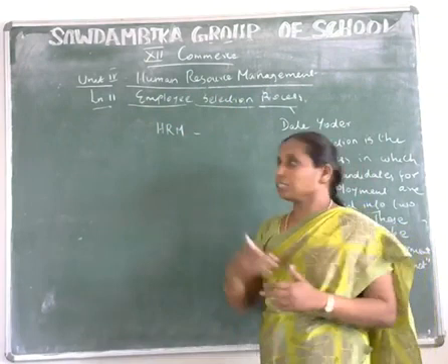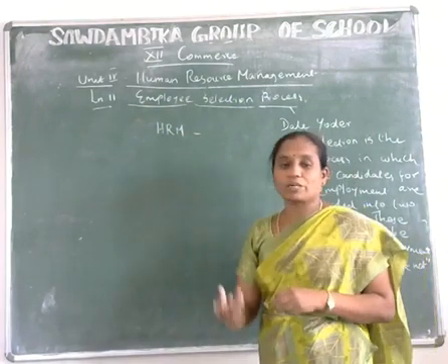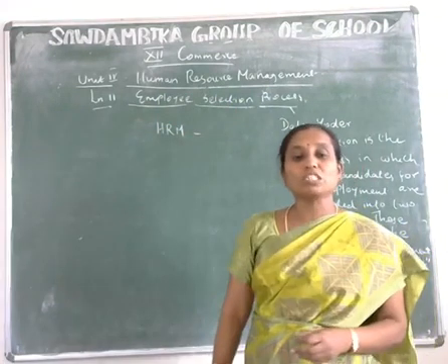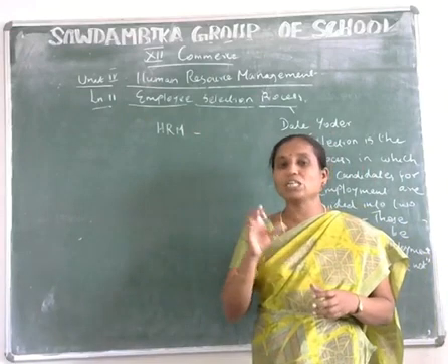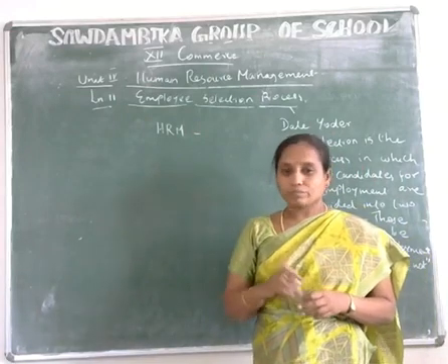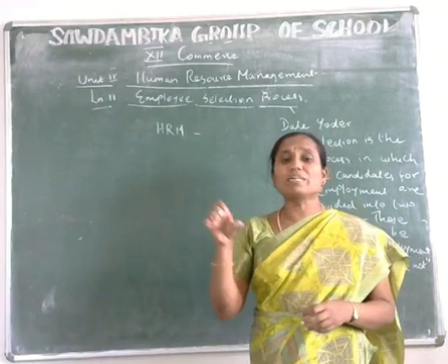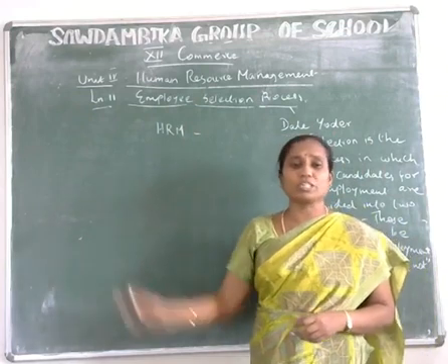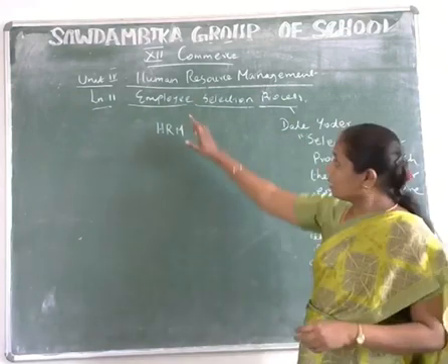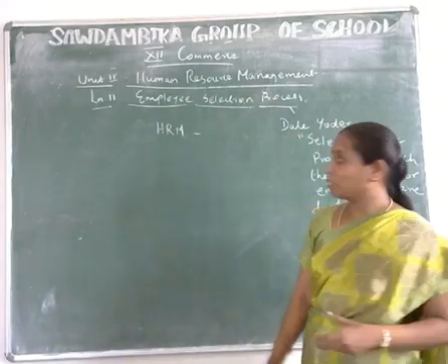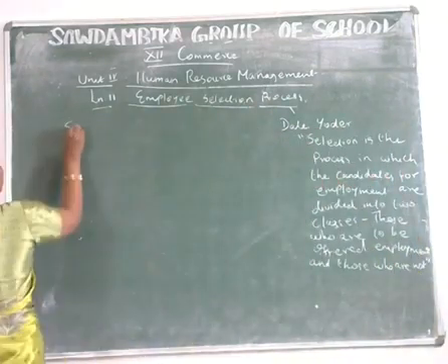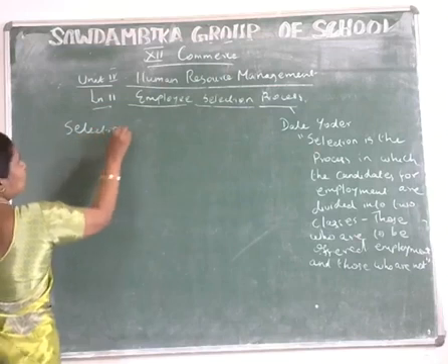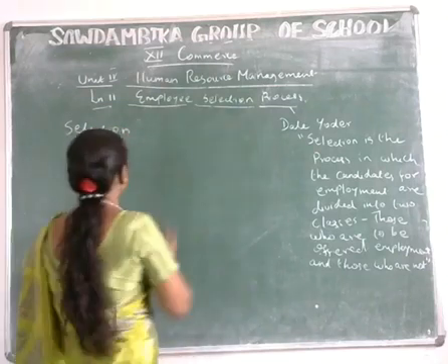And what is next in this unit? The next chapter is recruitment methods. What is meant by recruitment? Recruitment means finding suitable candidates for the various positions in the organization. Now see what is meant by selection. The next topic is the employee selection process.